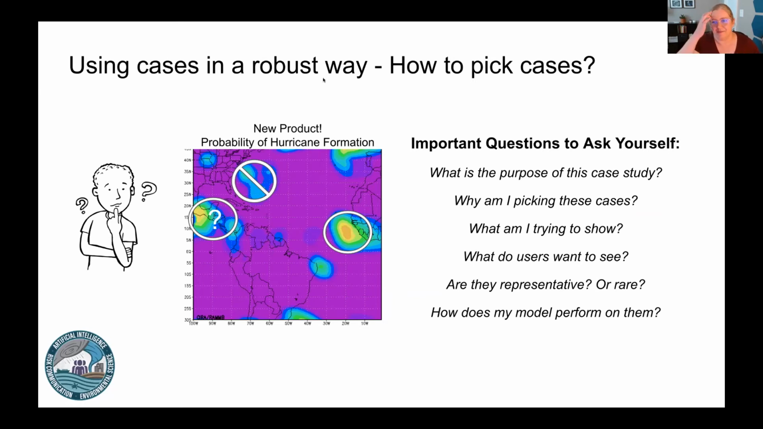So this sort of brings up hopefully all the questions that you should ask yourself as you're trying to pick cases. And this falls in line with a lot of exactly what Chris was talking about. So what is the purpose of the case study? Why am I picking the cases? What am I trying to show? And what do the users want to see? Are they representative? Are they rare? Are they high impact? And how does the model perform?